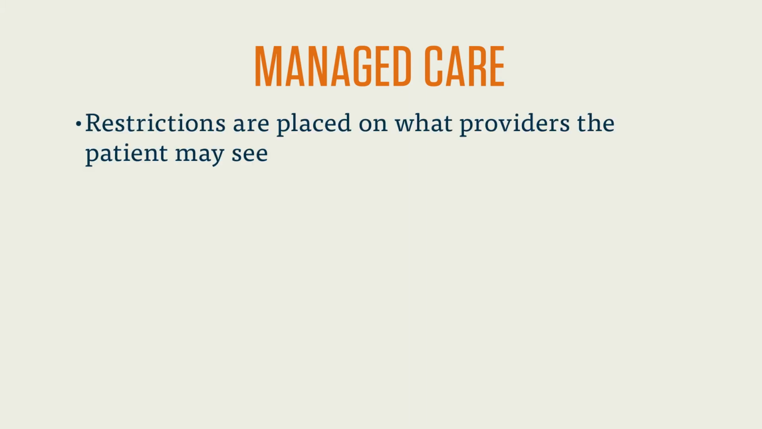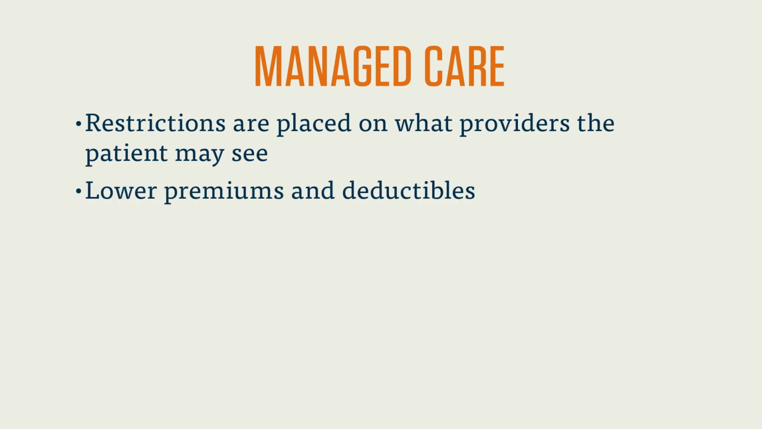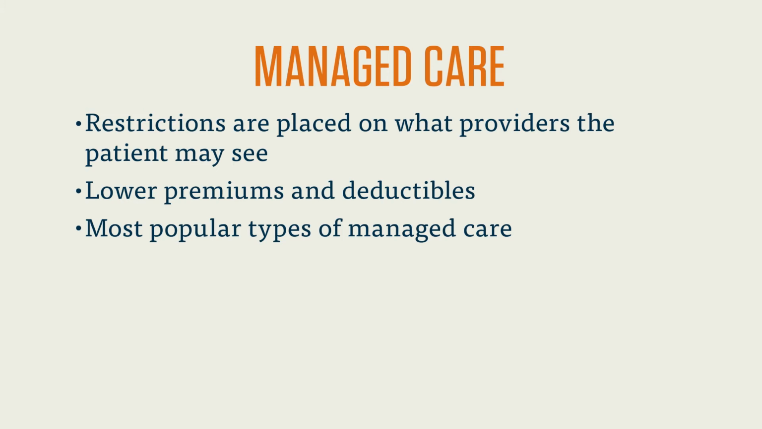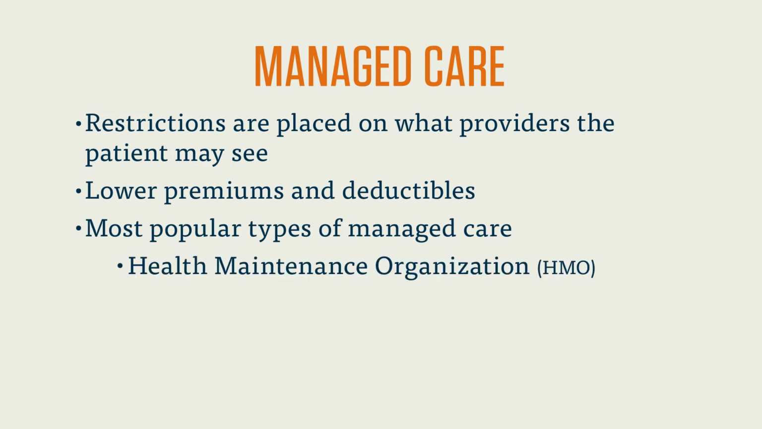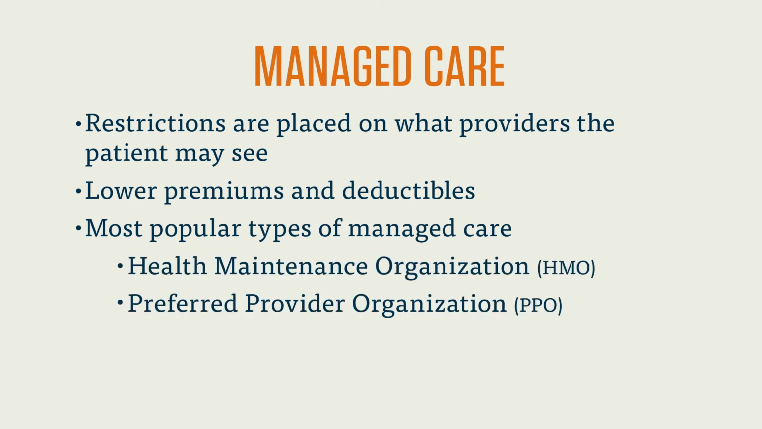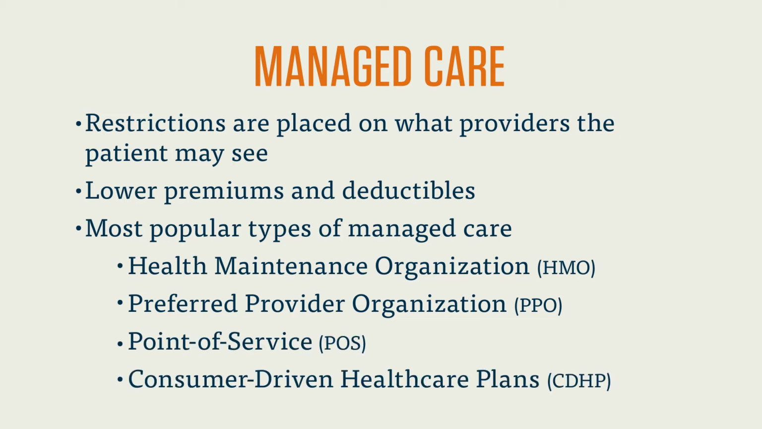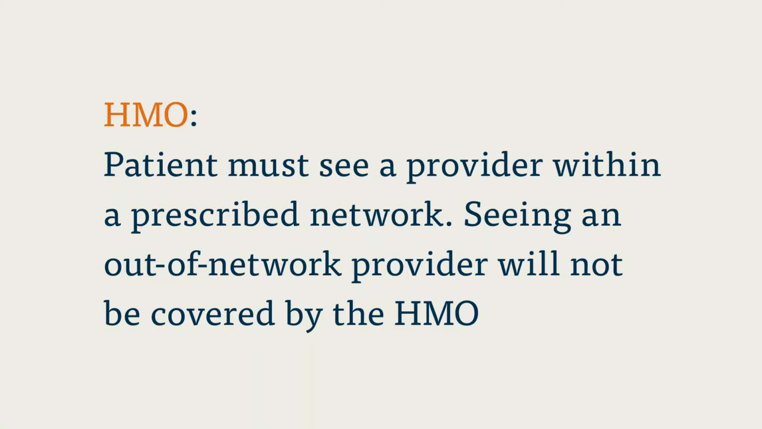Managed care is a larger, more popular type of insurance. In managed care, certain restrictions are placed on what providers the patients may see, in exchange for lower premiums and deductibles. The most popular types of managed care are the Health Maintenance Organization, HMO, Preferred Provider Organization, PPO, Point of Service, POS, and Consumer-Driven Healthcare Plans, CDHP. With an HMO, a patient must see a provider within a prescribed network. Seeing an out-of-network provider will not be covered by the HMO.